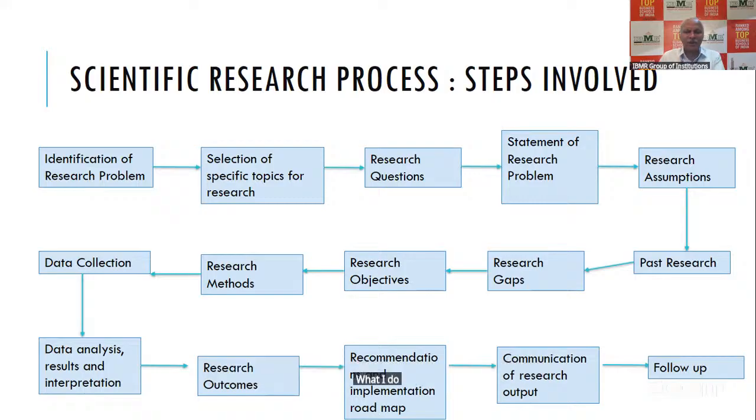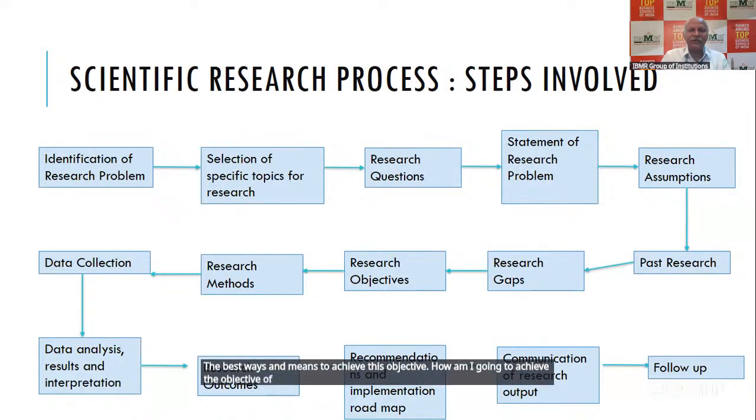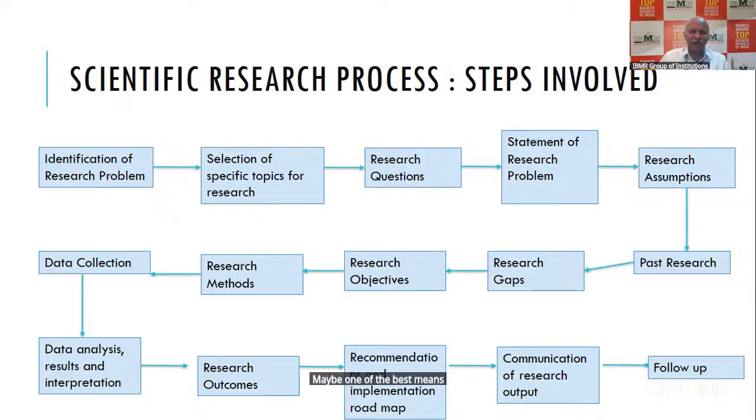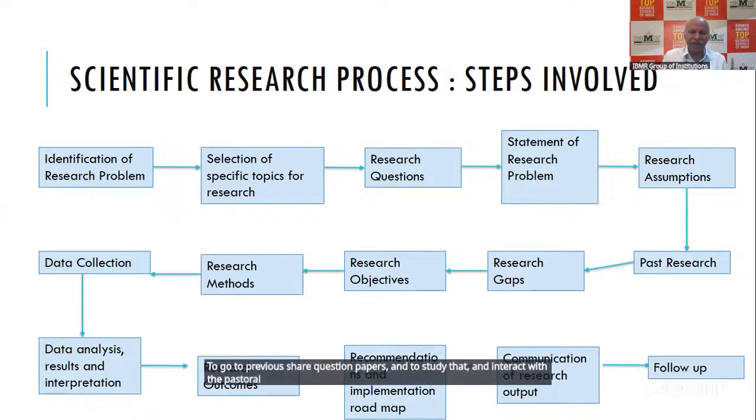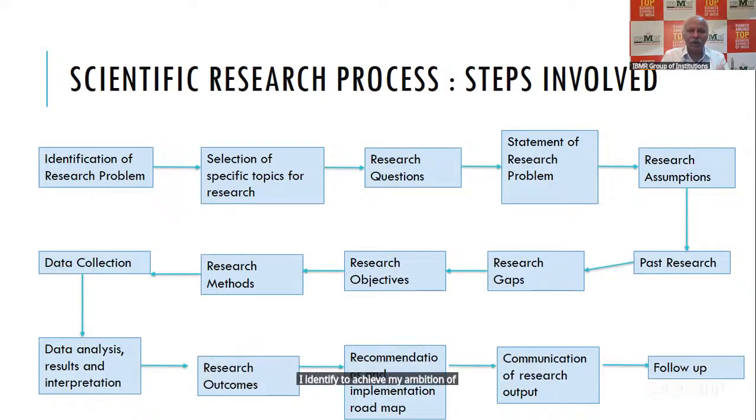What do I do? This is the objective. Then I try to identify the best ways and means to achieve this objective. How am I going to achieve the objective of standing first rank in Pune University? Maybe one of the best means is to attend all the classes regularly, to study using reference books, to make use of more time, to go through previous year question papers and study them, and to interact with passed out students, those who have stood first rank or those who got distinction. So there are many ways and means I identify to achieve my ambition of scoring good marks in the MBA program.